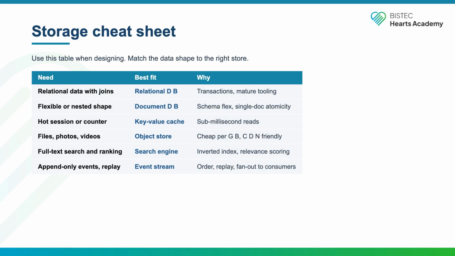Here is the one-page cheat sheet. Print this, pin it next to your monitor. Relational data with joins: pick a relational database. Flexible or nested shape: pick a document database. Hot session or counter that lives in memory: pick a key-value cache. Files, photos, videos: pick an object store. Full-text search and ranking: pick a search engine. Append-only events with replay: pick an event stream.